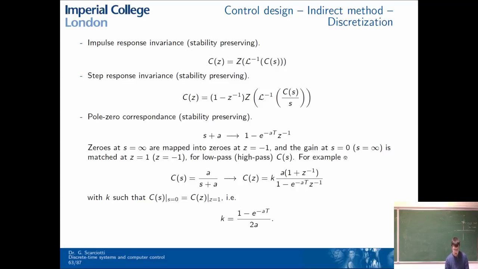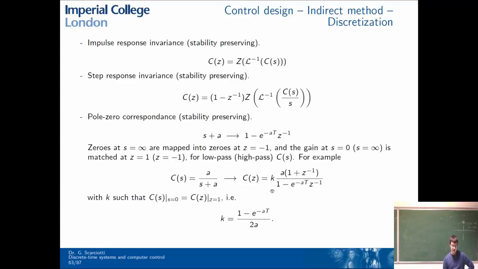This may not be clear up to this point, but let's make an example and this will clarify things very quickly. We start with C of S, and this is our controller. We want to discretize this using the pole zero correspondence. First of all, we map S plus A in this pole here. So this pole is mapped here using the first rule. Then we see that this controller has a relative degree of 1, so we want to add a zero in the point z equal to -1. Then A here is a constant that is mapped in here.